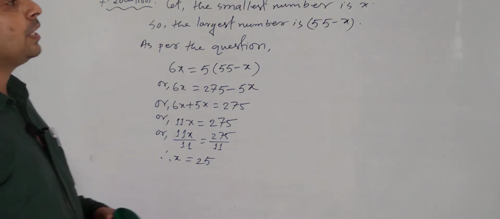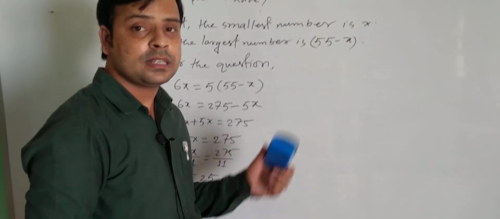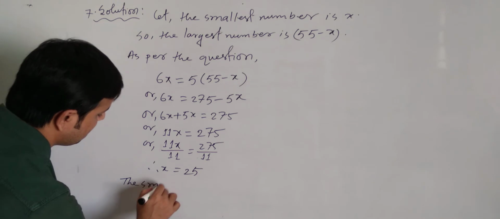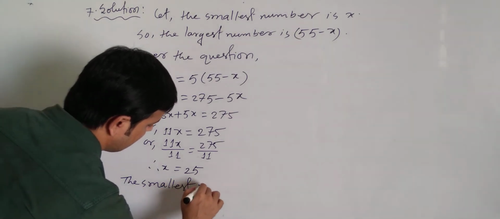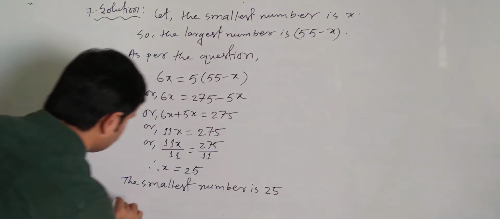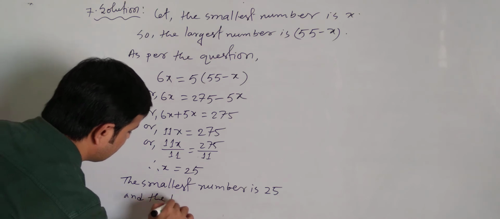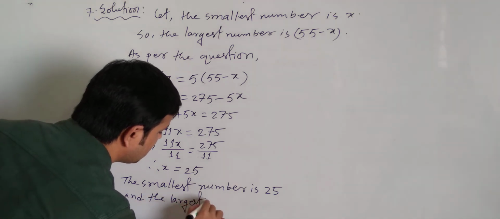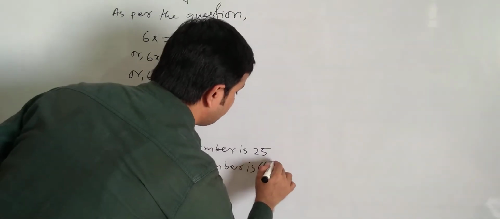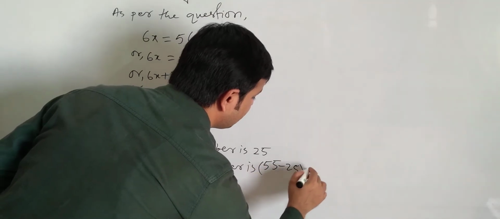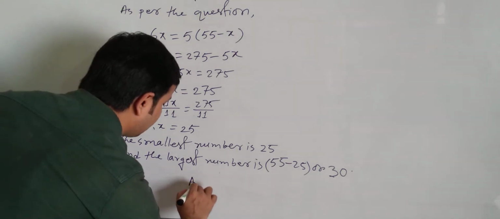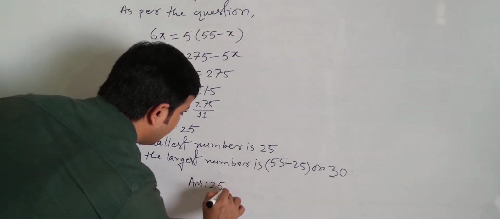It means that the smaller number is x and the largest number is 55 minus x. So we can write the smallest number is 25 and the largest number is 55 minus x, means 55 minus 25. If we subtract, we will get 30. So our required answer for this question is 25 and 30.